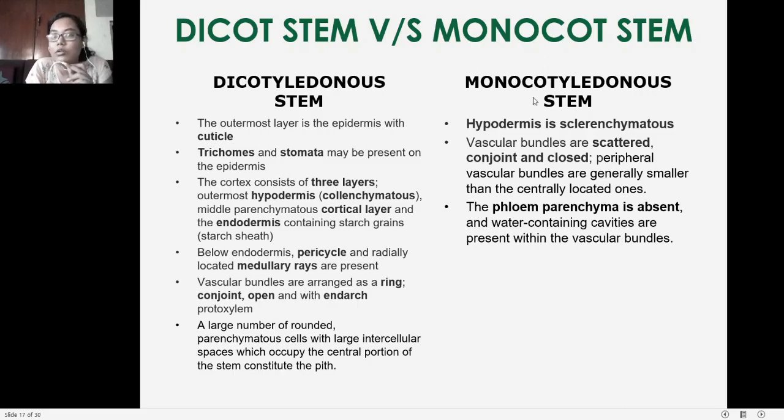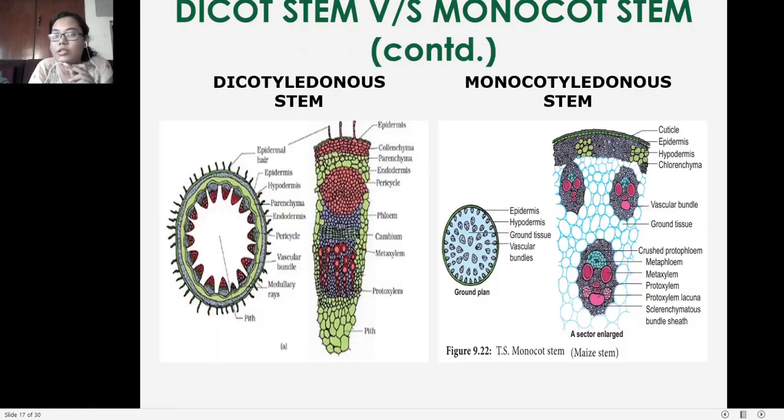Next, in monocots we find certain differences, like the hypodermis is made up of sclerenchymatous cells. Here the hypodermis was made up of collenchymatous cells, so here it is usually made up of sclerenchymatous cells. Okay, hypodermis, and no trichomes are present, they don't have trichomes.